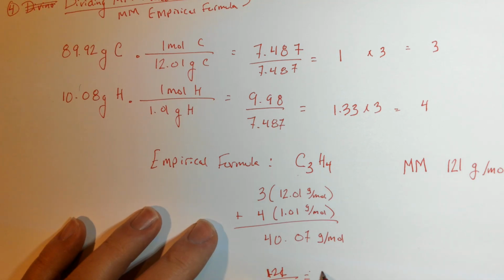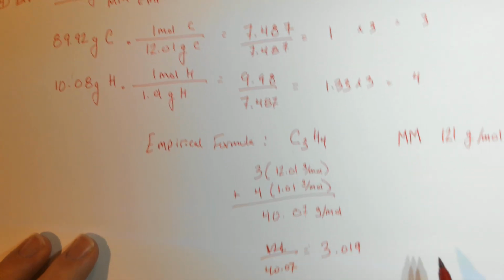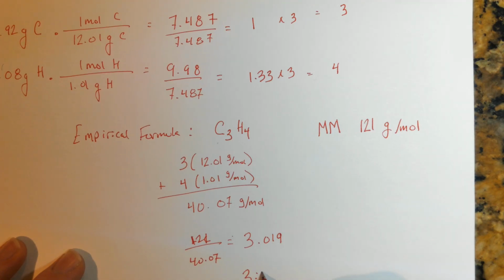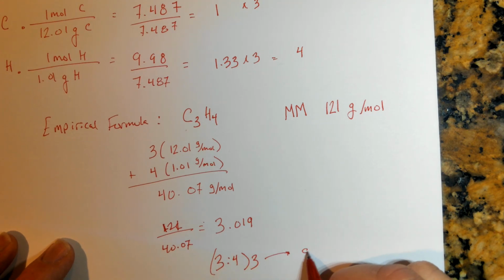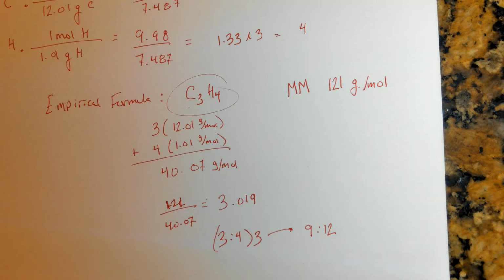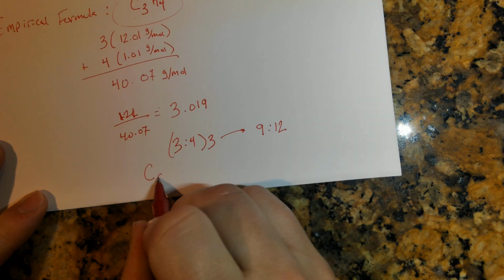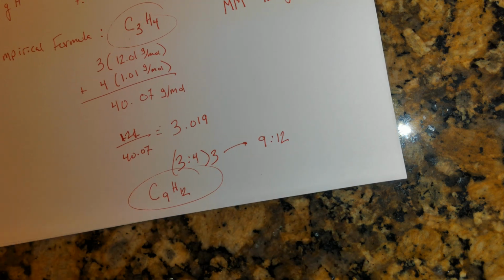When we do that, we're going to get a number. It's usually not a whole number. And we're going to say, okay, that's close enough to 3 that we know that with our 3-to-4 ratio, we have to multiply it by 3 to get our molecular formula. And that's going to give us 3 times 3 is 9, and 3 times 4 is 12. So while this up here is our empirical formula, our molecular formula is C9H12. And that's our answer.